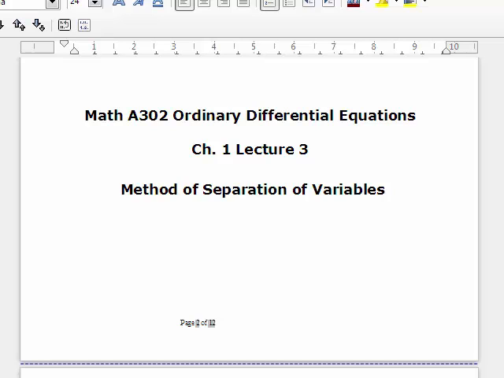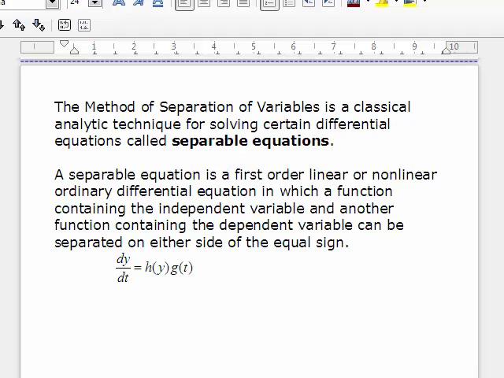In this lecture, I will go over the first classical analytic method for solving certain first-order differential equations. This is called separation of variables and applies only to equations that are called separable.